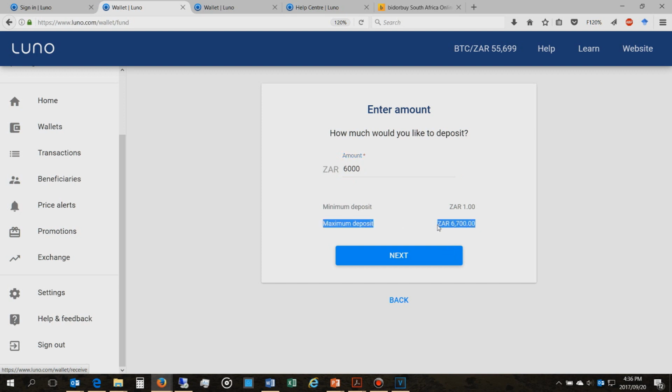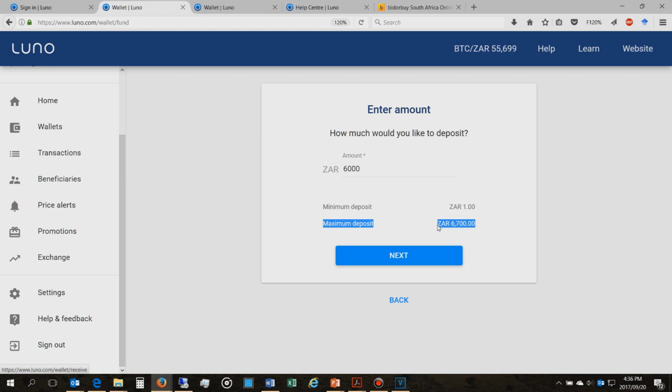For example, here it says 6,700. Why are they limiting to 6,700? Because Luno is not an anonymous platform. That means they need your ID, your email address, and some personal details. So just so you know, this is different to a Jack's wallet, for example. Jack's is more anonymous. They're not requiring these type of details from you, whereas Luno allows you to convert your fiat currency into Bitcoin.